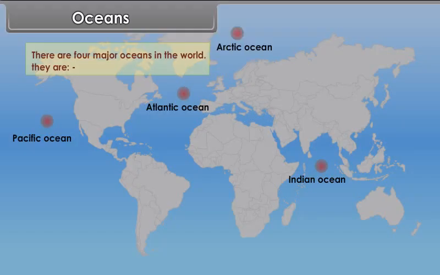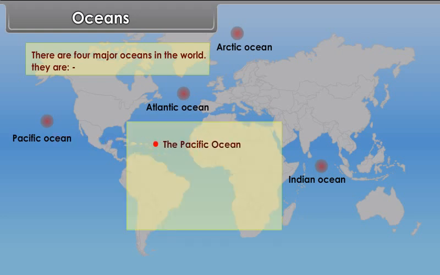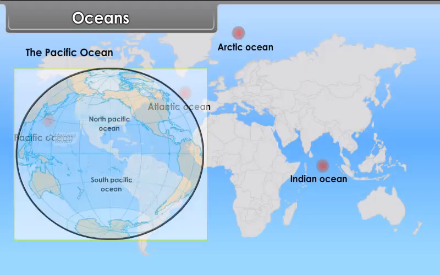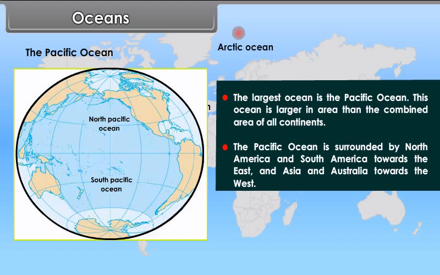Oceans. There are 4 major oceans in the world. They are the Pacific Ocean, the Atlantic Ocean, the Indian Ocean, the Arctic Ocean. The Pacific Ocean. The largest ocean is the Pacific Ocean. This ocean is larger in area than the combined area of all continents. The Pacific Ocean is surrounded by North America and South America towards the east and Asia and Australia towards the west.